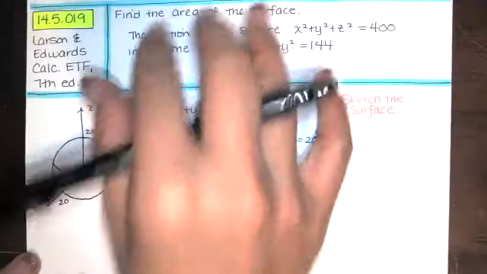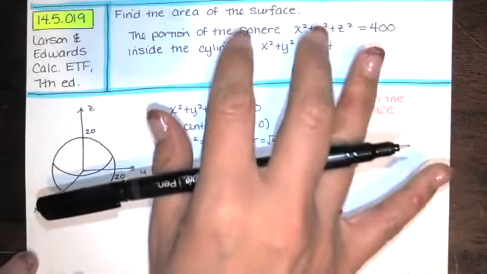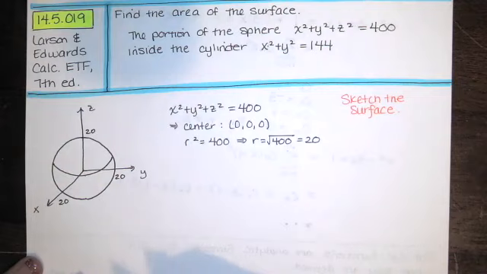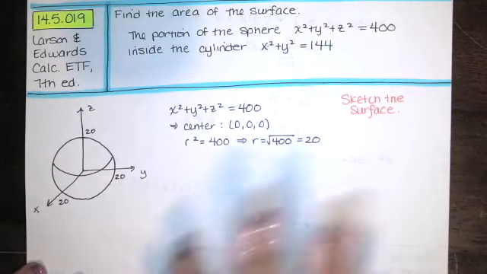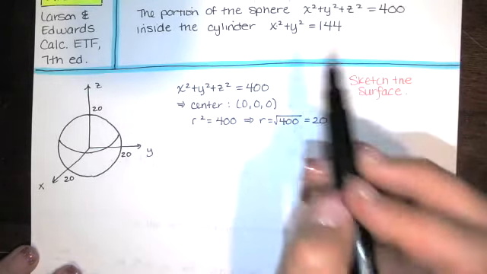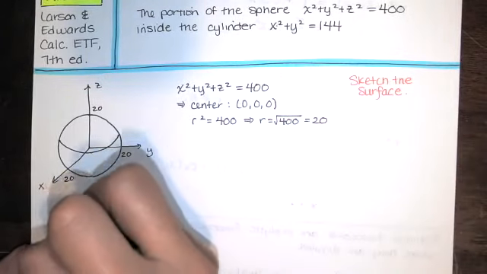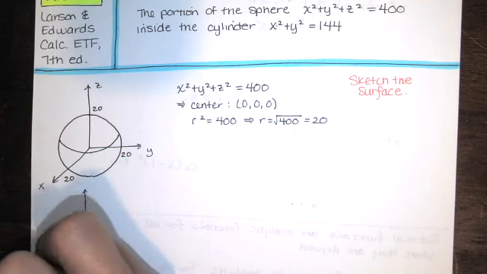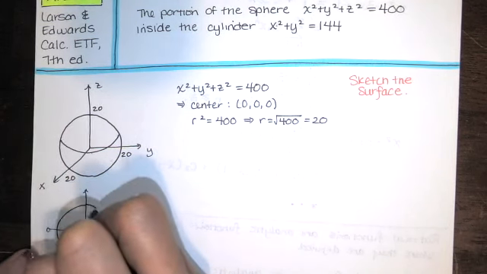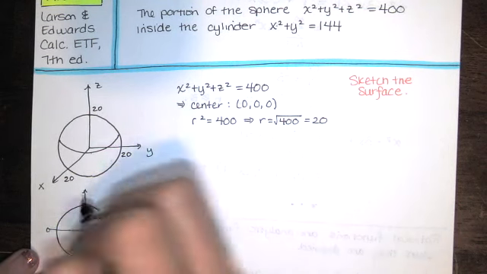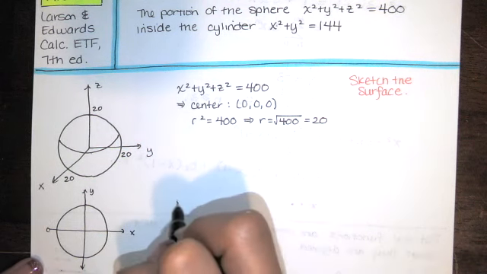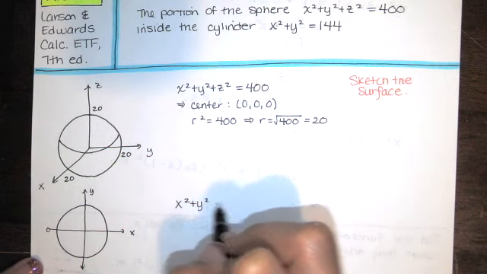Now we don't want the area of the whole sphere. We just want the area of the portion of the sphere inside the cylinder given by this equation. If you see that equation and you're thinking of a circle, that's a very good thing, because in the XY plane where z equals 0, this is just a circle. Not really happy with that circle, but that's okay.